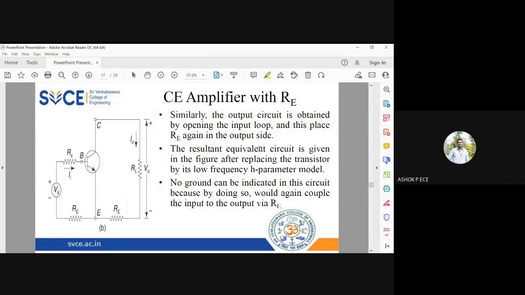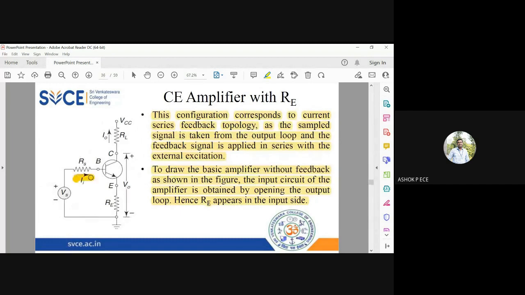So in the AC equivalent circuit, if you apply KVL on the input side, you have to consider RE. If you apply KVL at the output side, you have to still consider RE. So this RE can be split across input as well as output, directly grounding your emitter. So instead of having an element common to both the loops, I can have this element in both the loops and I can directly ground my emitter. So that is one simplification I'm going to do to the diagram.